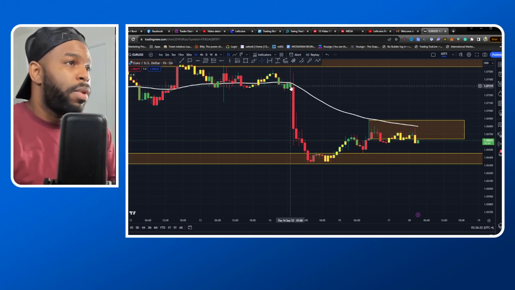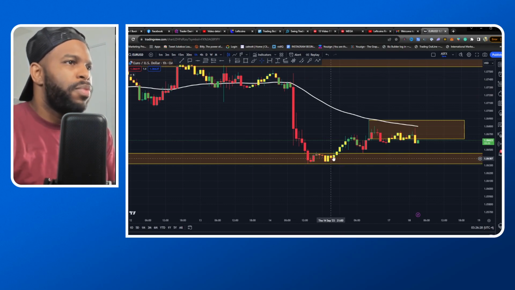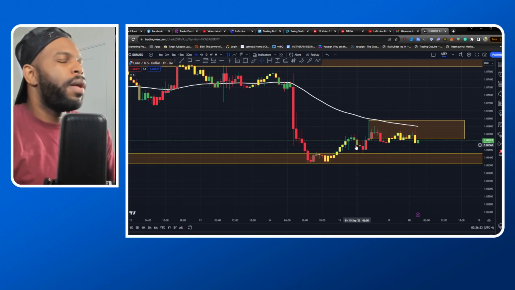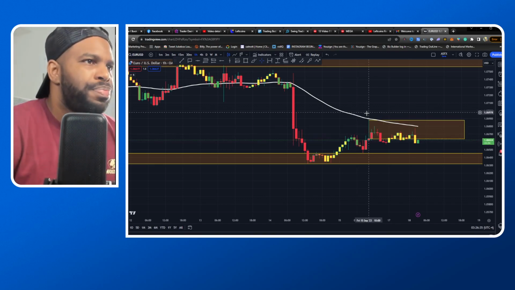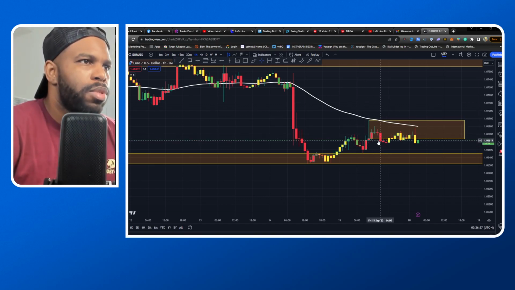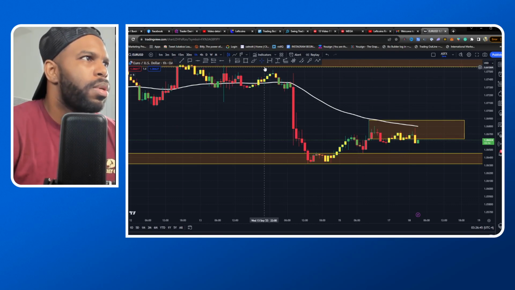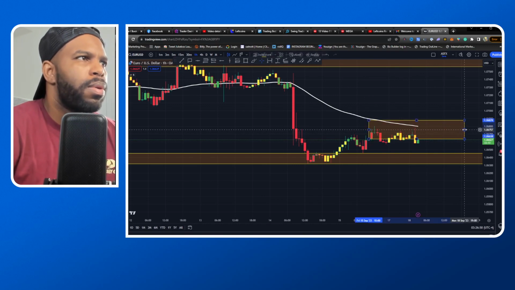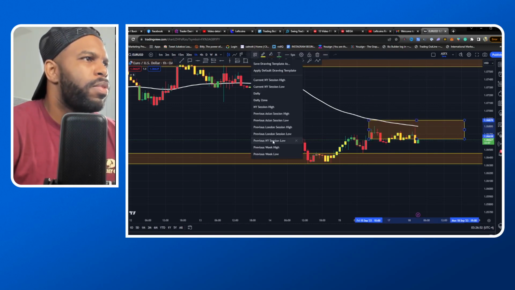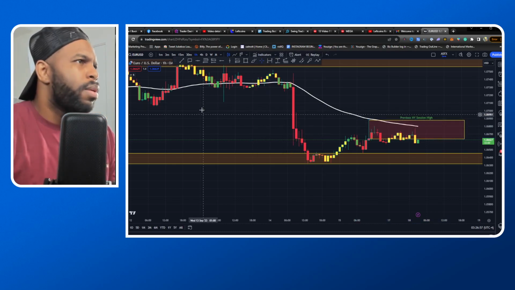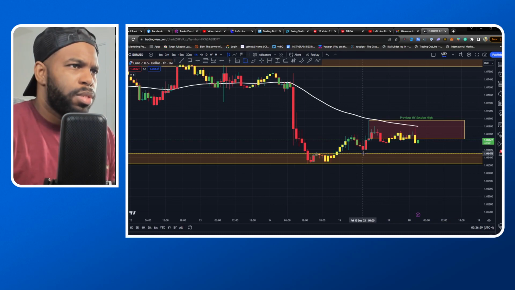Remember, the red candle means that this is the New York session. The yellow candle means that we're in the Asian session, and the green candle means that we are in the London session. Okay. So this was last week's New York session here. So I'm gonna go to my templates. Name that the previous New York session high. And then we got our previous New York session low right here.